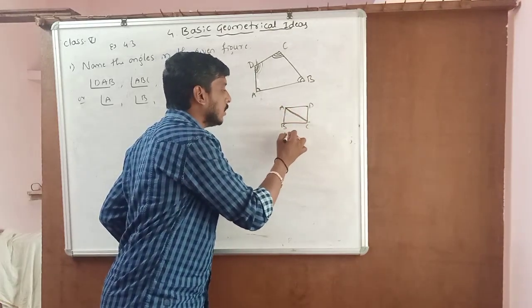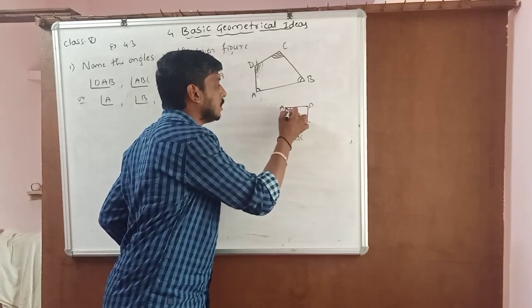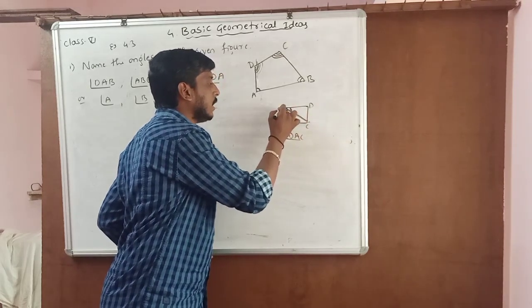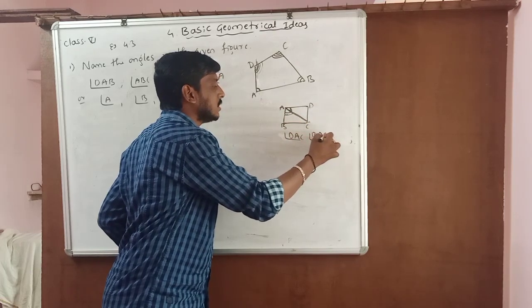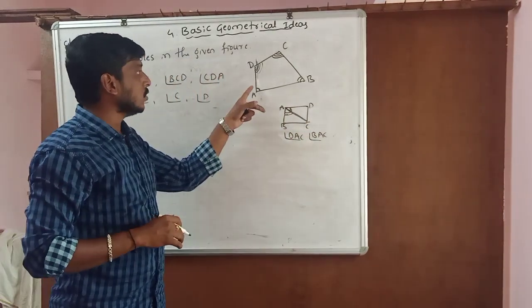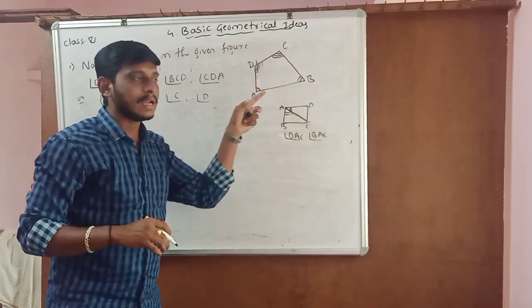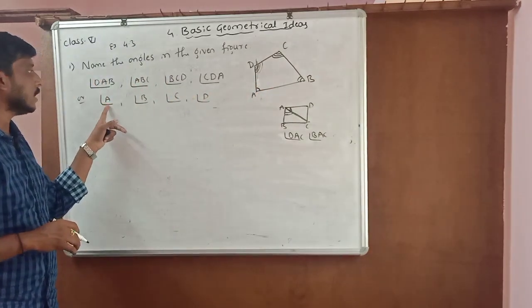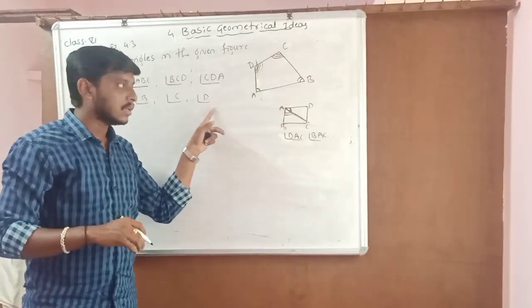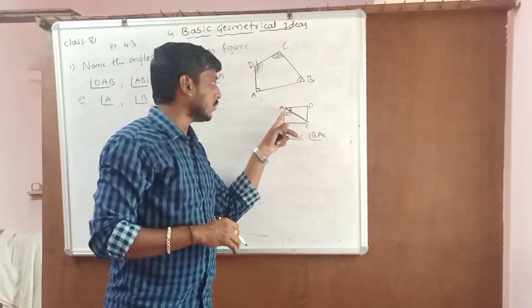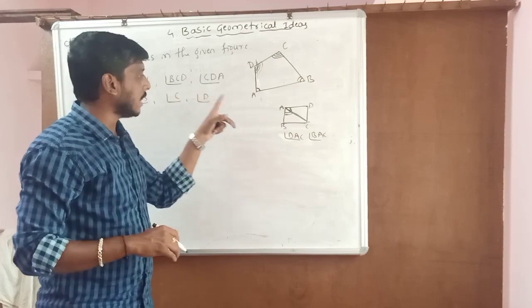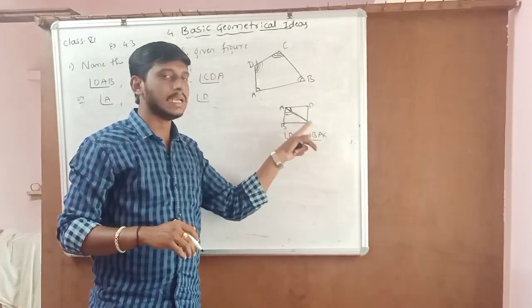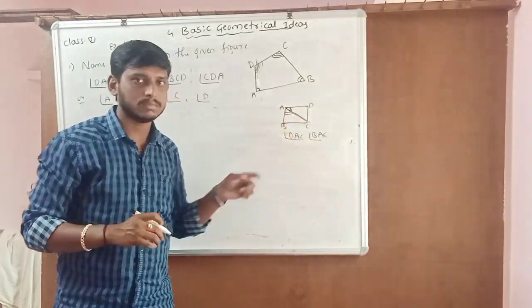Angle DAC indicates what? This part. And angle BAC indicates what? This part. This is not in your syllabus, I am just telling you. If no ray passes through the vertex, you can write the full angle directly, angle ABCD. If any line passes through the vertex, don't write like that. You write as it is, DAC and BAC like that. What is the idea?